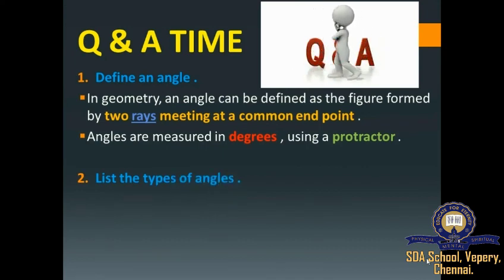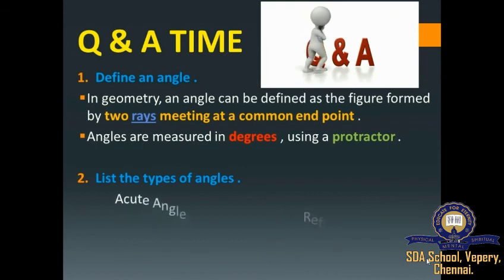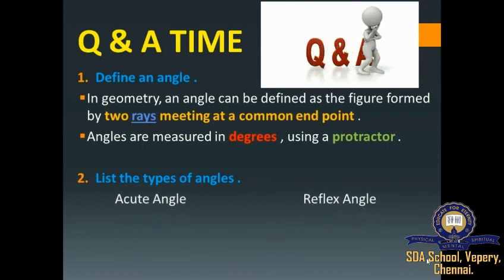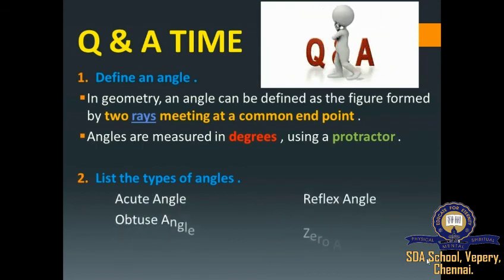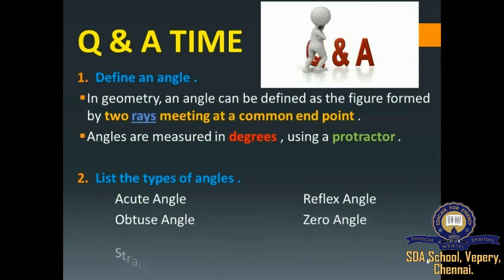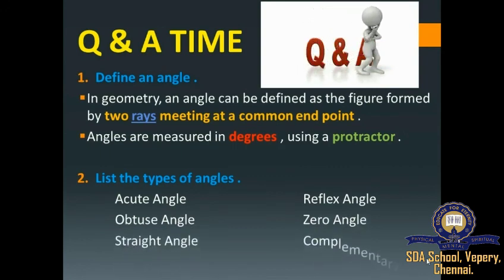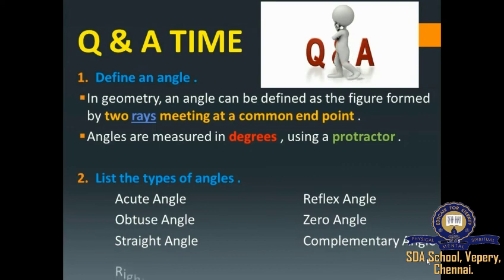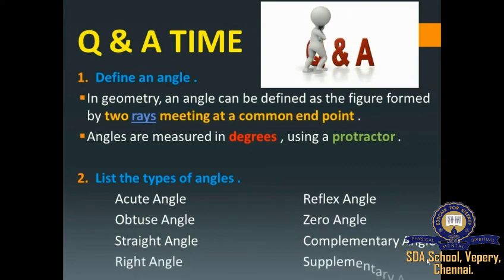And the second question is, list the various types of angles. So there are many types of angles, right? So the first one will be acute angle, reflex angle, obtuse angle, zero angle, straight angle, complementary angle, right angle, and supplementary angles. Yes, so these are the various types of angles. Very good, students.